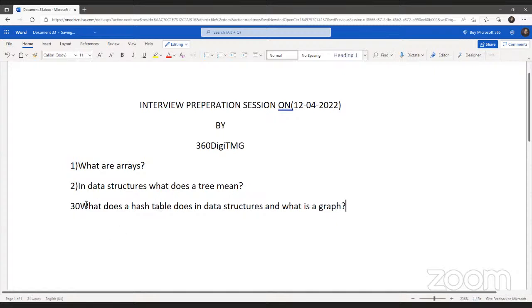what does a hash table do in data structures, and what is a graph? If anyone knows the answer, can ping me in the chat box, and we'll discuss the answer within a minute.